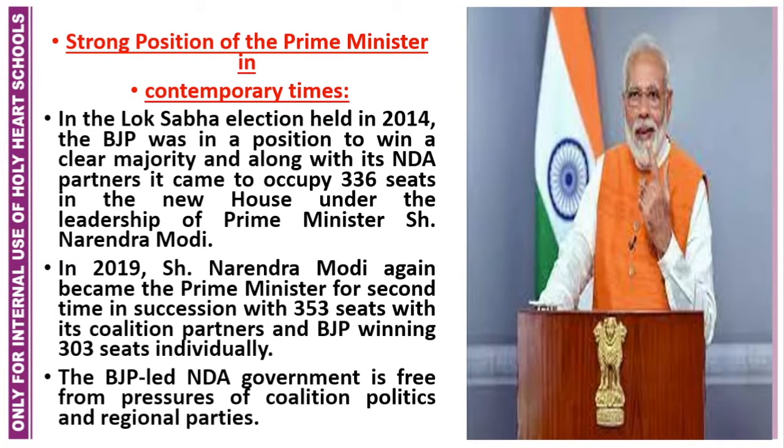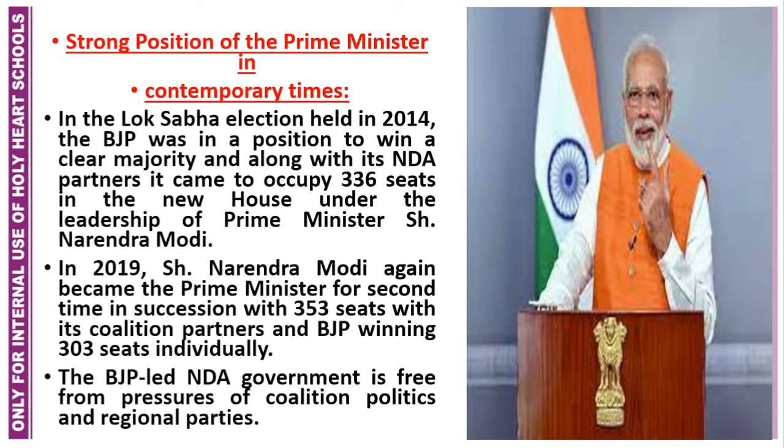In 2019, Shri Narendra Modi again became the Prime Minister for a second time in succession with 353 seats with its coalition partners and BJP winning 303 seats individually. So, you see, I already told you to form the government, a party needs 273 seats. Now, here the coalition government is having 353 seats, which is ruling these days. And out of it, the main party, that's BJP, is having 303 seats. It's a quite good majority.